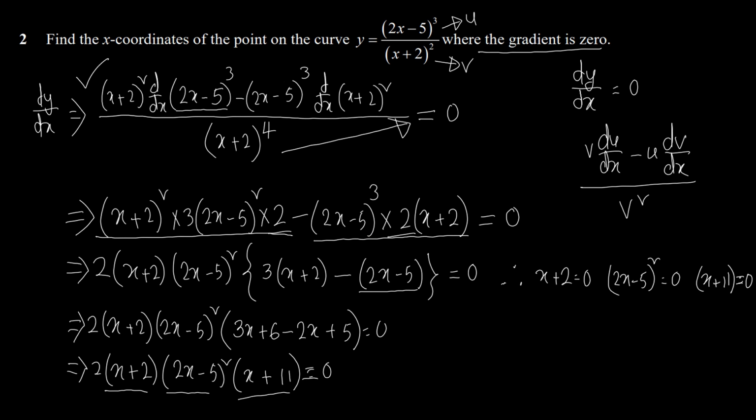You might wonder what happens to the 2: it is a number, and 0 divided by 2 cancels out. So from the first factor we got x equals minus 2, and from the second, 2x minus 5 equals 0, so x equals 5 over 2, which we can also write as 2.5. From the last expression we got minus 11. So these three are the answers of that expression: the first answer, the second answer, and one negative answer, x equals minus 11.